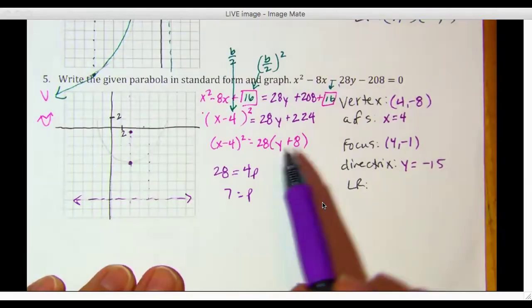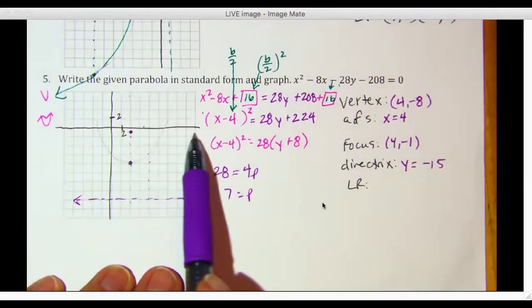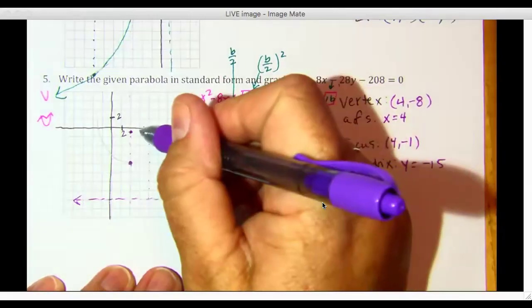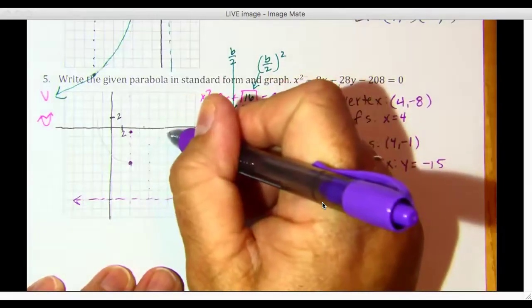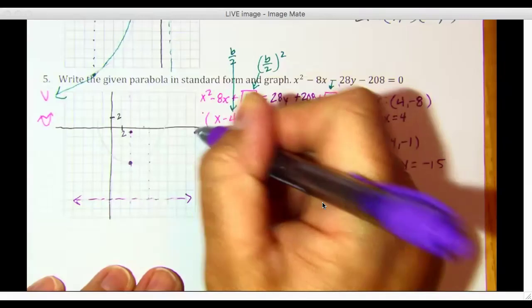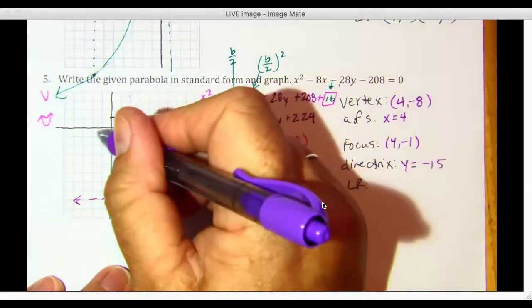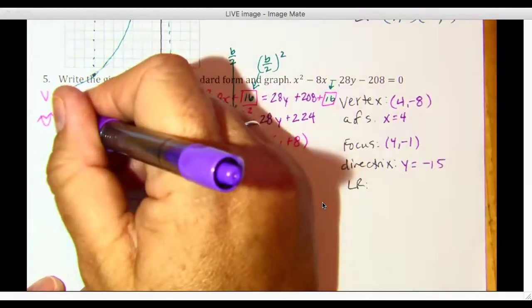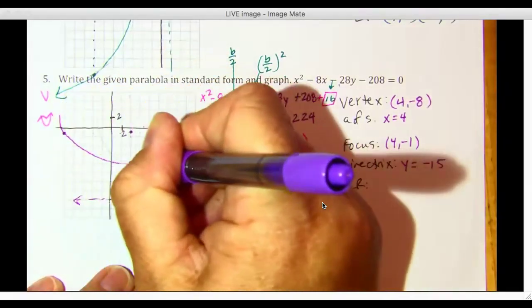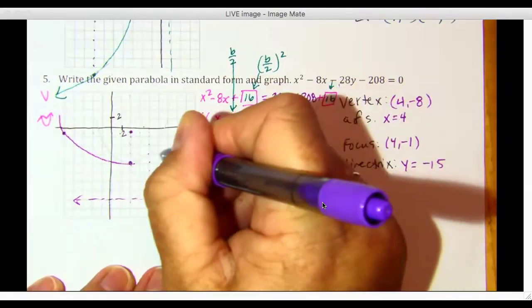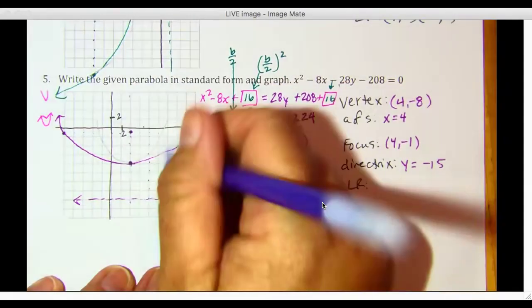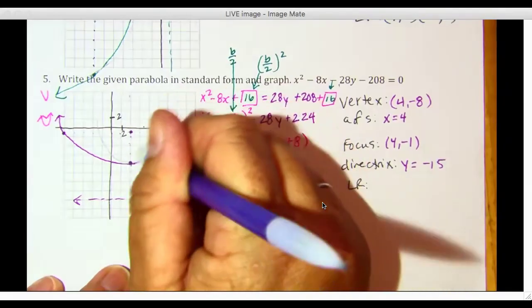So remember the whole distance for 4p is 28, so I'm going 14 in each direction. So 2, 4, 6, 8, 10, 12, 14. 2, 4, 6, 8, 10, 12, 14. And we have just enough space for this one. And there is our curve going up. I can erase my pencil sketch here.